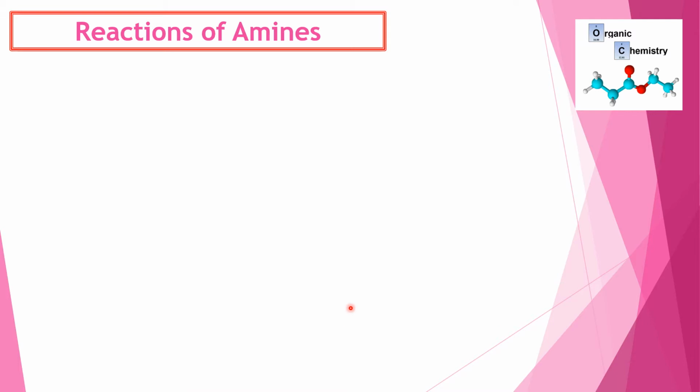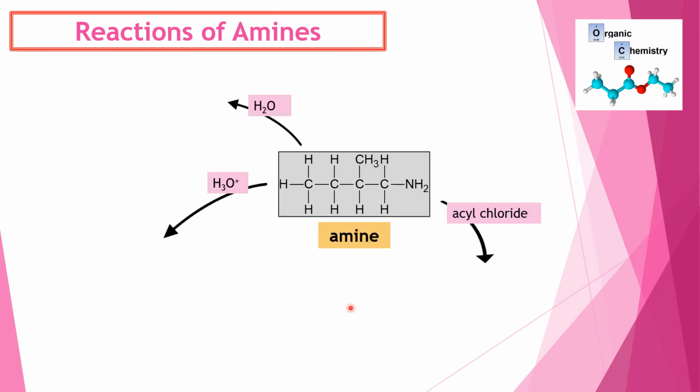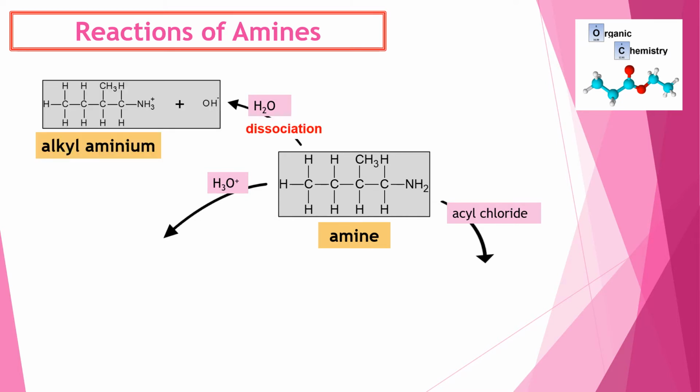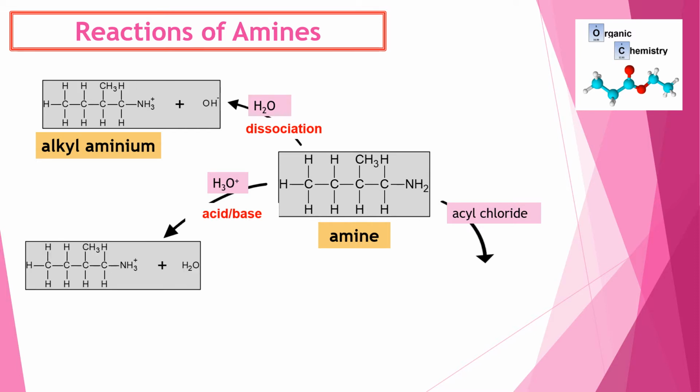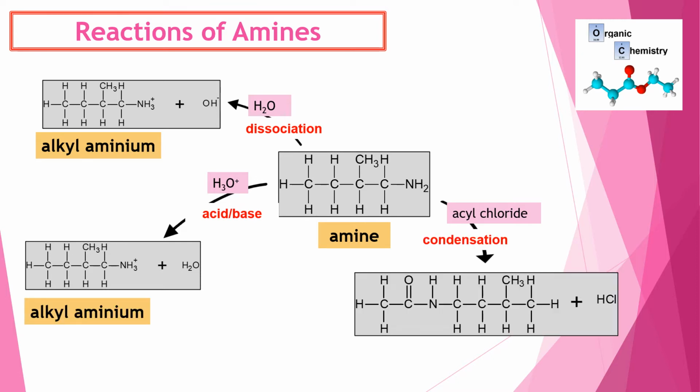Right, okay, so if we look at an amine, we've got three particular reactions we're going to look at in this video. So we've got what happens when we add water to the amine. We get a dissociation reaction. We're going to look at the acid-base reaction when we add an acid to the amine. And we're going to look at the reaction that occurs when we add an acyl chloride, and that's a condensation reaction.